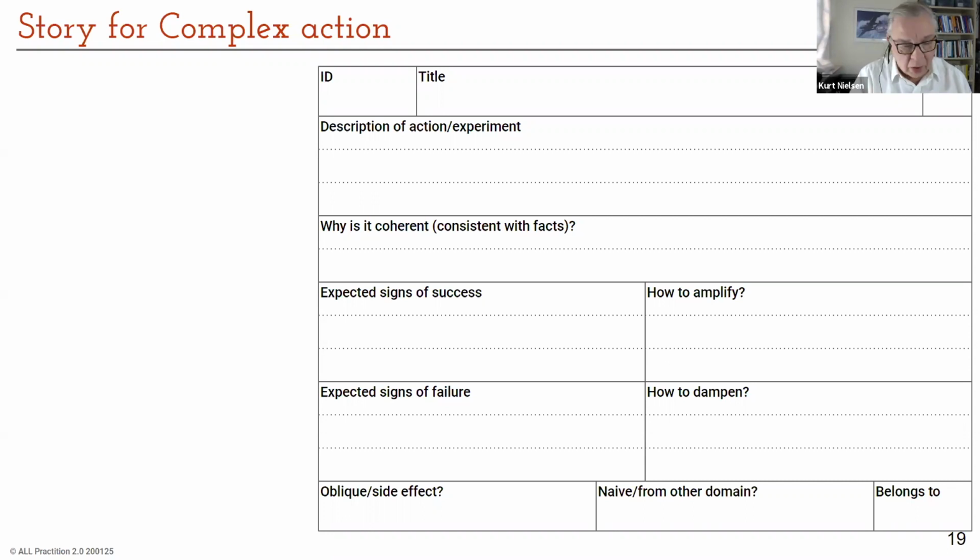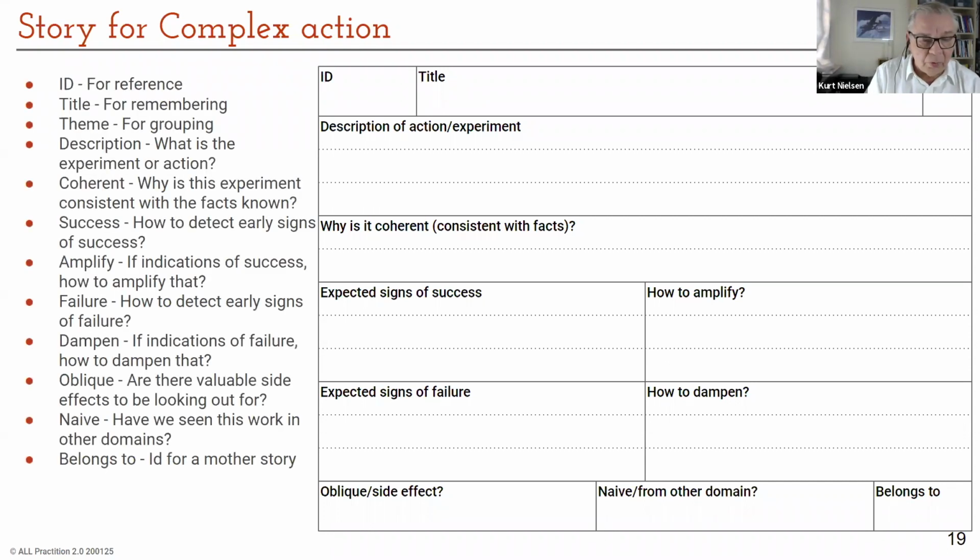And the last ones are what Snowden calls oblique, and that is, are we really after a side effect here? Is it a side effect we're looking for? And the other term he uses, which confuses me a little bit, because it means something different in Danish, is naive. He says, is this naive? You need to come up with some naive experiments. Naive in this case means, I know from another domain that it has worked. I wonder why. I wonder if this would work in this domain.